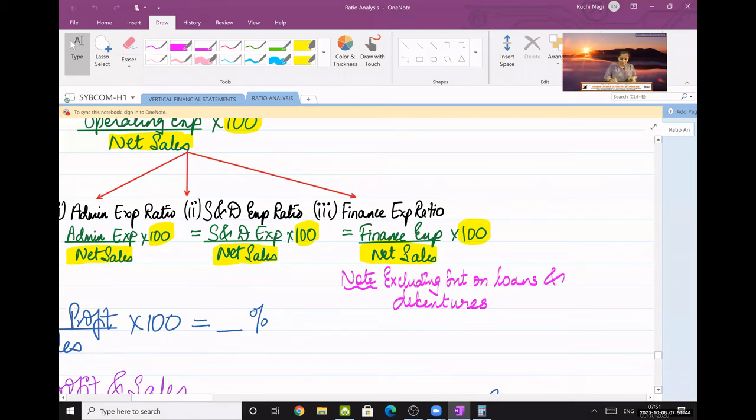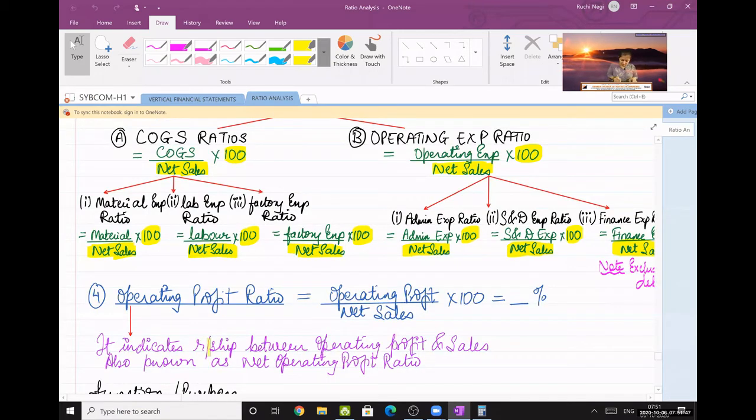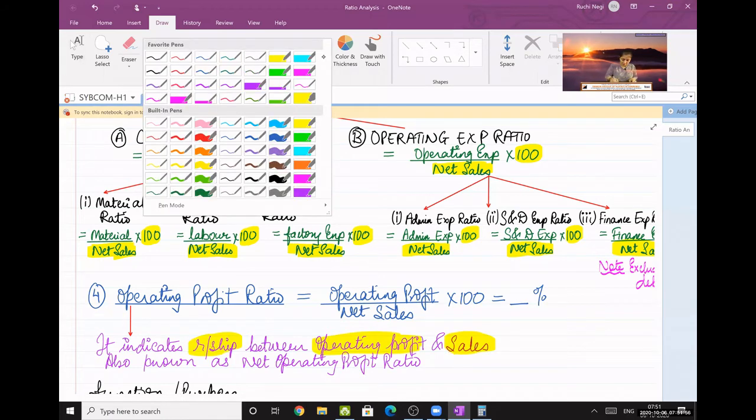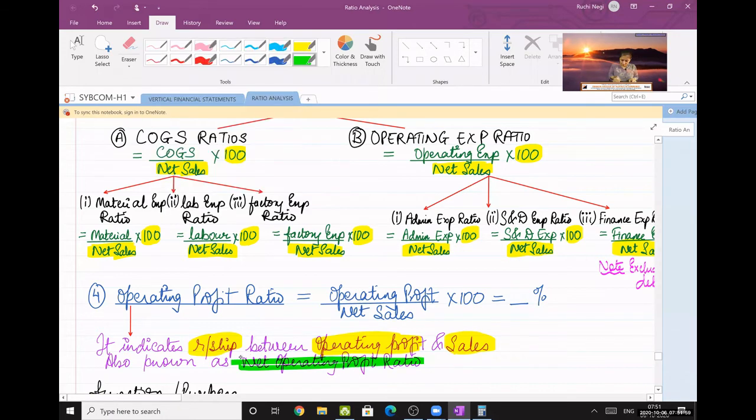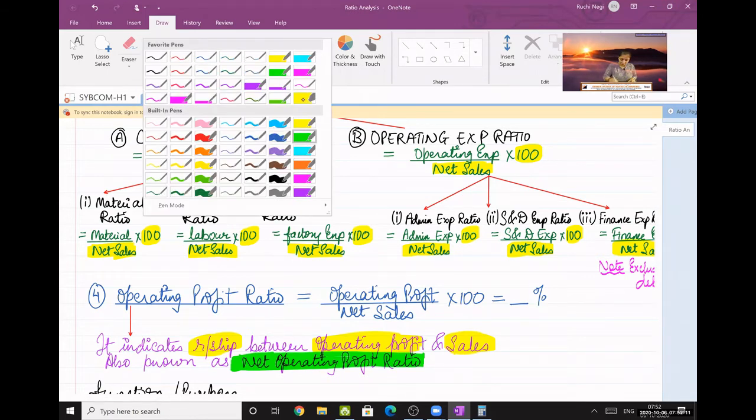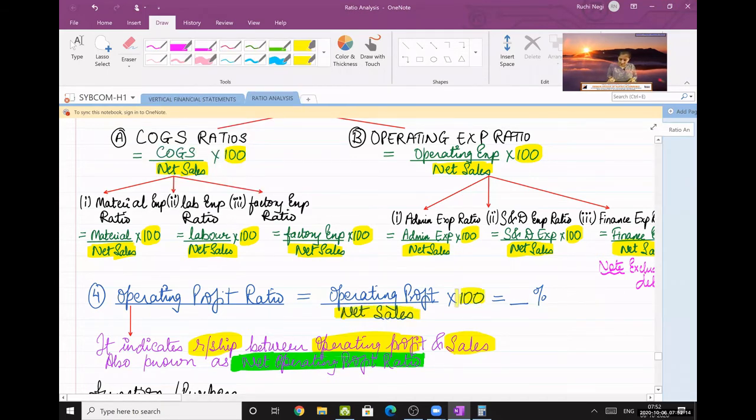Then operating profit ratio. It explains the relationship between operating profit and net sales. The other name for this ratio is net operating profit ratio. So you call it operating profit ratio or net operating profit ratio, it's one and the same. If you look into the formula, net sales into 100, and everything is expressed in percentage, so into 100 is mandatory everywhere, and the numerator will depend on what you are calculating. So I am calculating operating profit, so my numerator will have operating profit.